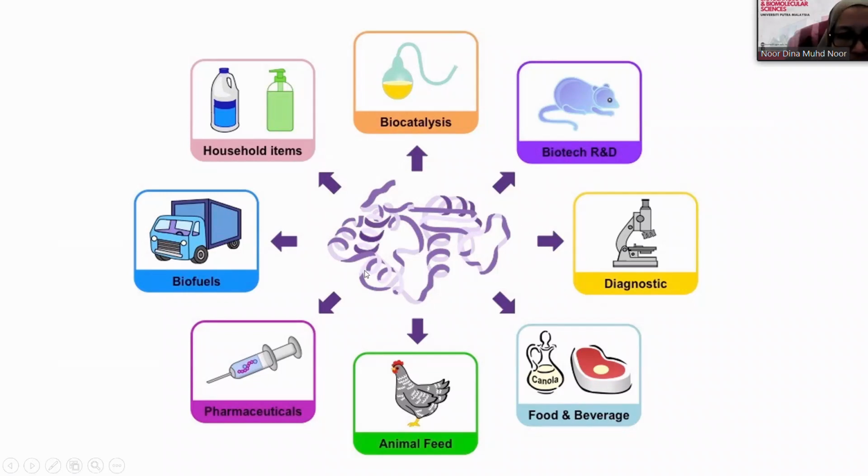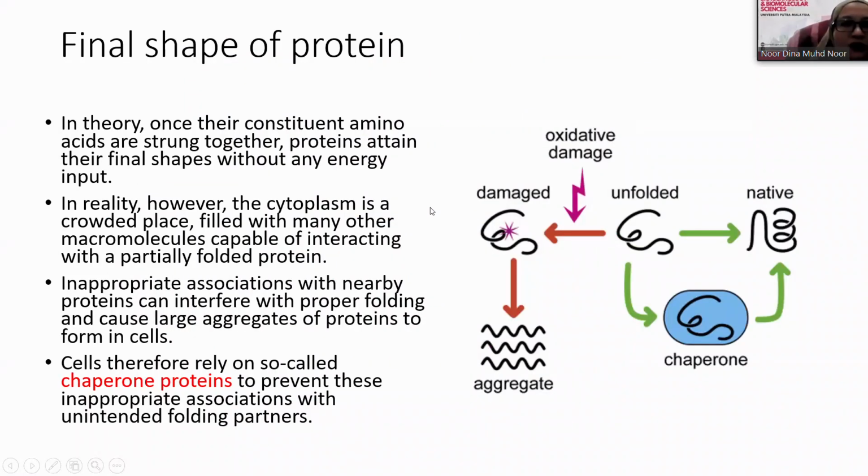And proteins can be used for household items, to generate biofuels, pharmaceuticals, animal feeds, beverages, and of course in R&D diagnostics. So there are actually many important applications of functional, stable proteins in different fields.